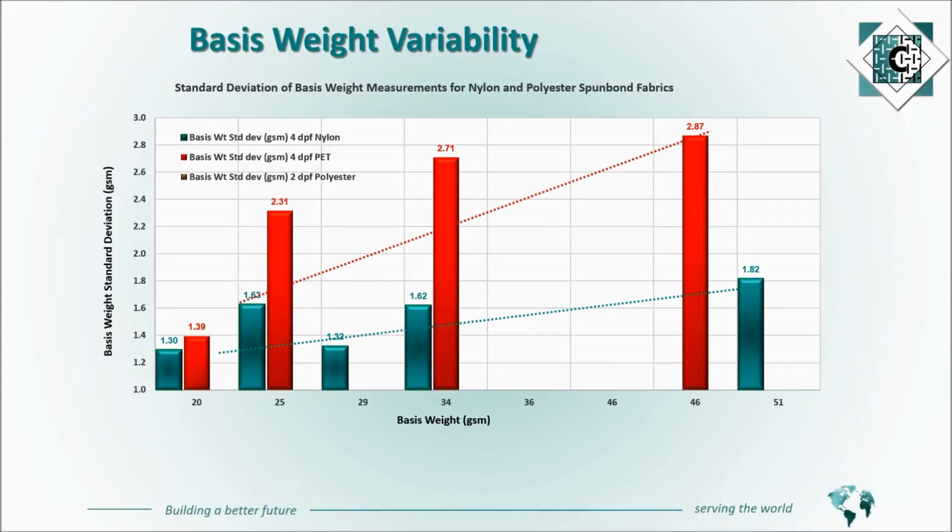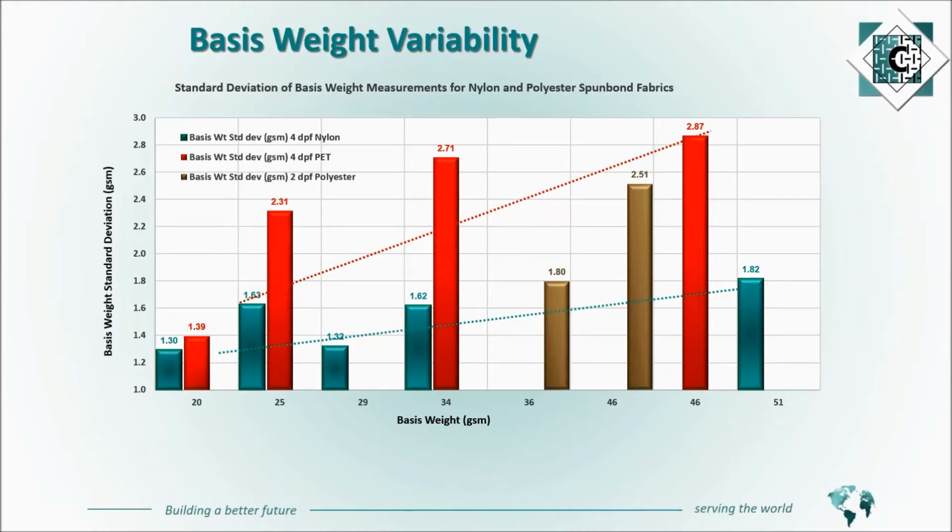When we start looking at the variation of the basis weight during the testing, the green bars represent the nylon or the Cerex media. You can see a range of 20 GSM up to about 50 GSM, or roughly 0.6 ounce up to about 1.5 ounces. Our product is a 4 DPF, or 4 denier fiber diameter. 4 of the rolls that we bought on the open market are also 4 denier. You can see from the standard deviations that the Cerex material is much more uniform in basis weight variation than the 4 DPF.